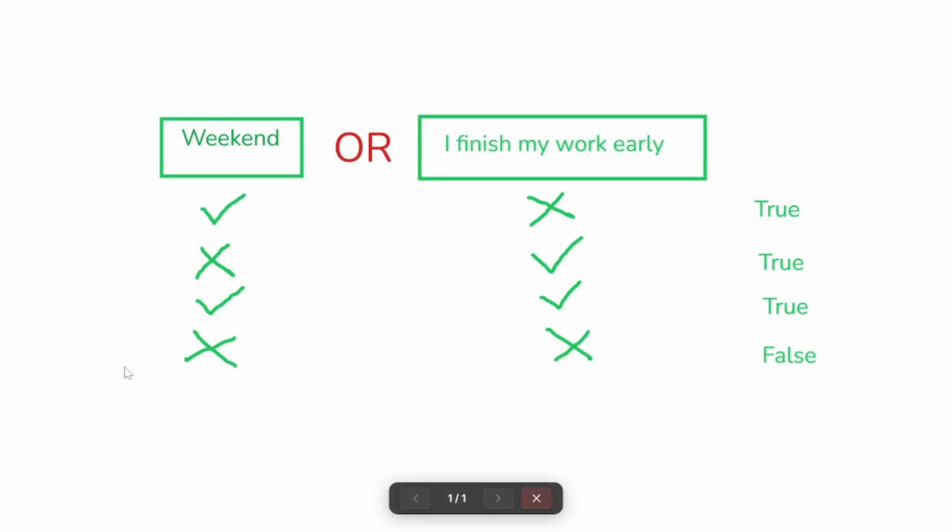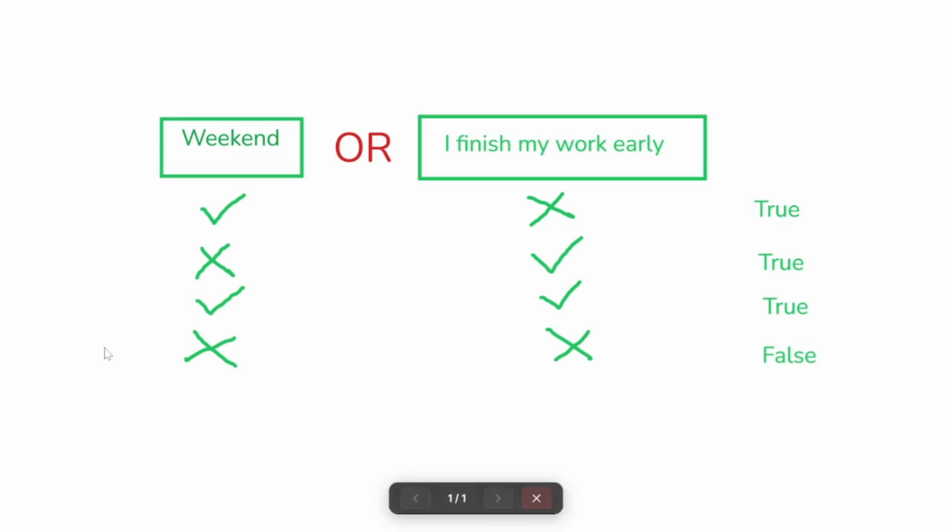Let's see another logical operator, which is the OR operator. So the OR operator combines two conditions, and if any one of those conditions is true, then the end result is true. So for example, let's say I will go for a movie either on the weekend or if I finish my work early. So if either of the two conditions is true, then I will go for a movie. If it is a weekend, I will go for a movie, or if I am able to finish my work early, then I will go for a movie.